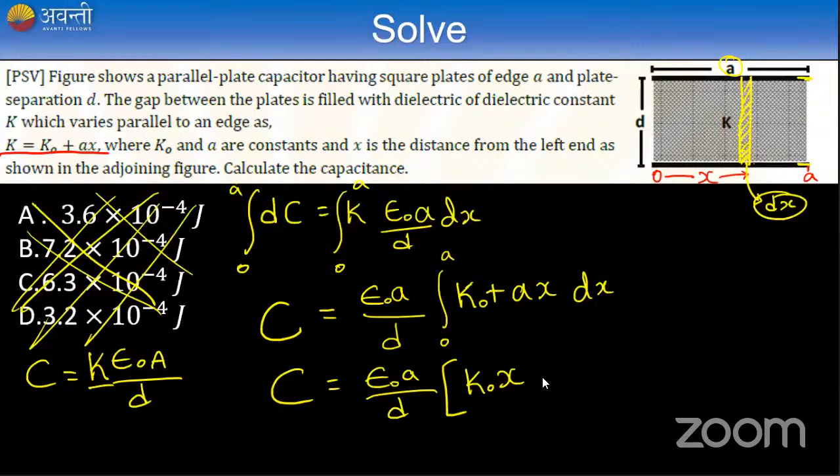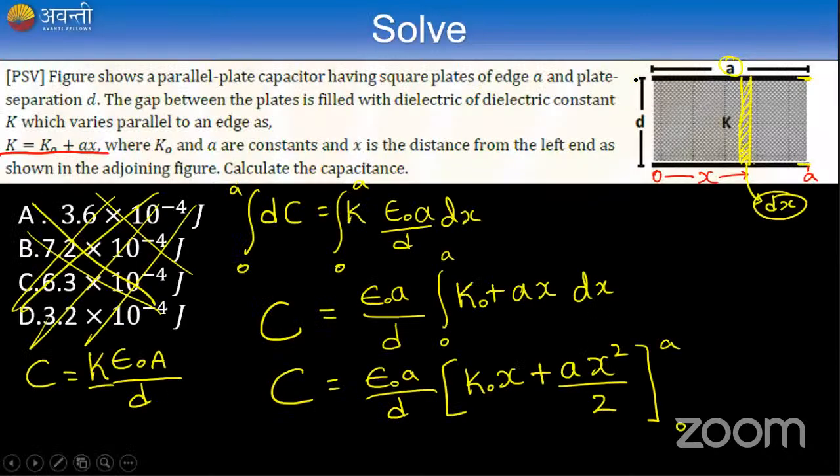So K naught times x will be part of my capacitance. Plus here I have a, a constant, multiplied with the variable x. So what should happen here? It should be x to the power n plus 1 by n plus 1. Here n is 1, so 1 plus 1 is 2, divided by 2. My limits are from 0 to a. Now if you try to substitute, what will you get? We'll go to the next page.